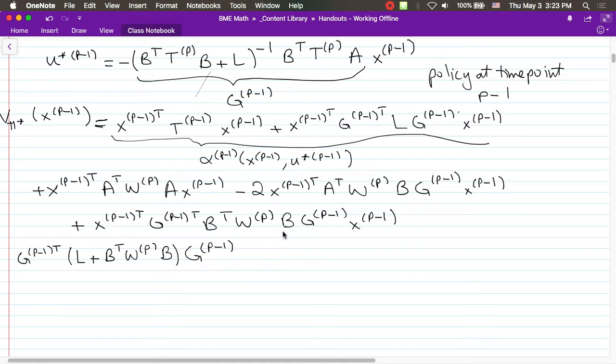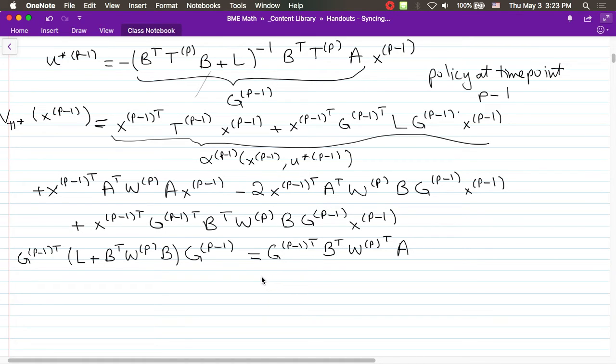So this plus this has x in it, x in it. This is the same, so we're just going to take L plus B transpose WPB. I just wrote it down here like this. So this is equal to G has B transpose TB plus L inverse in front of it. So this cancels this, and so what I get is G P minus 1 transpose B transpose WP transpose times A.